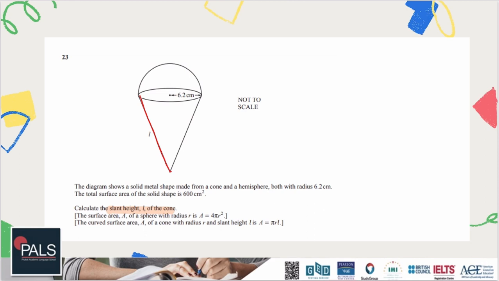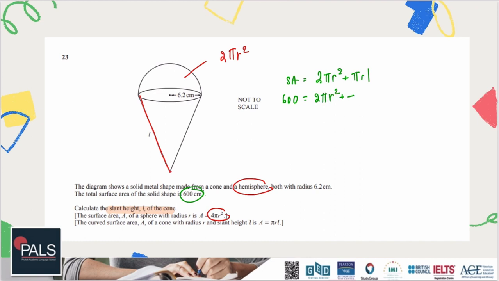So, the total surface area, right? Look at it, it's a hemisphere, so it's half of this one, right? So the hemisphere is 2 pi r squared, right? So the total surface area equal to 2 pi r squared plus pi r L. So the surface area is 600, right? 2 pi r squared, plus pi r L.